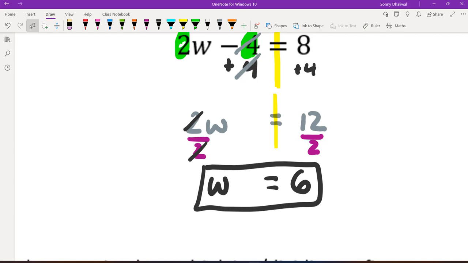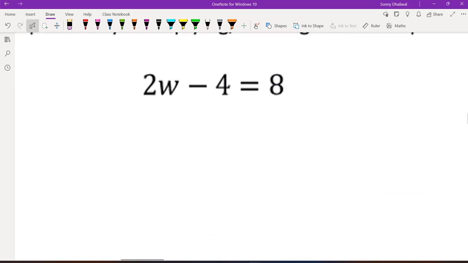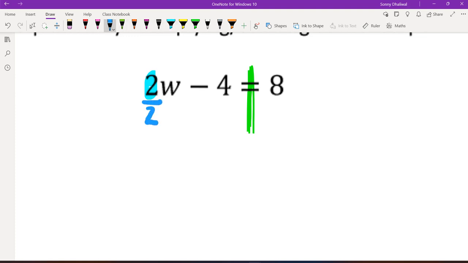But it may not be the most efficient way in certain questions. And I'll prove it to you on this question here. So this time, I'm not going to add or subtract first. I'm going to divide first to get rid of that 2. And the rule is, to get rid of this 2, I need to divide by 2, just like you did last time. But when we divide or multiply, everything in the equation gets divided. So that gets divided, this gets divided, this gets divided.